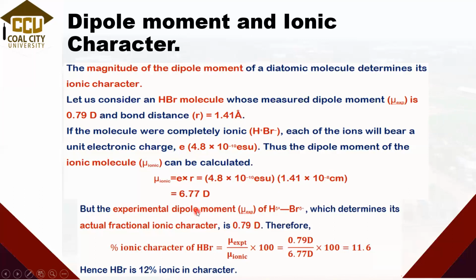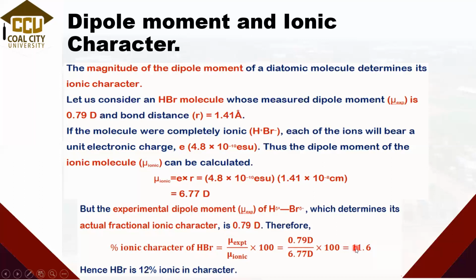But the experimental dipole moment, mu experiment, of hydrogen bromide, which determines its actual fractional ionic character, is 0.79. Don't forget that has been given in the question. Therefore, the percentage ionic character of hydrogen bromide will be mu experiment over mu ionic times 100. So 0.79, which has been given to us, divided by 6.77, which we calculated, times 100 is 11.6. Hence, hydrogen bromide is 12% ionic in character. So you can just approximate this to 12%.